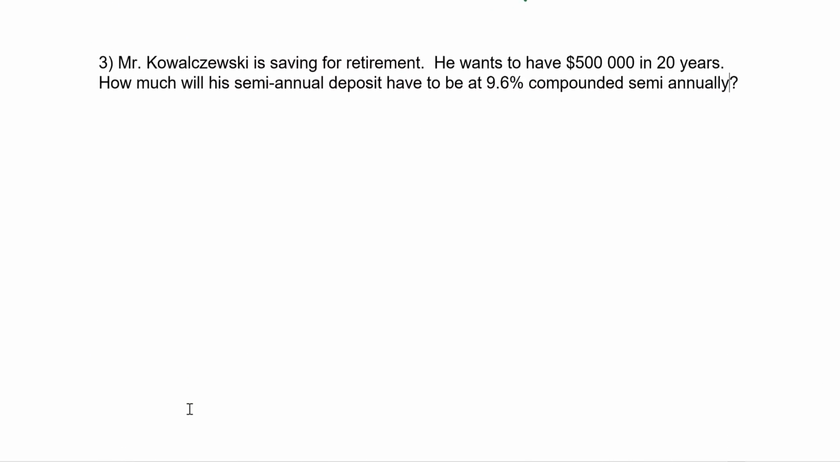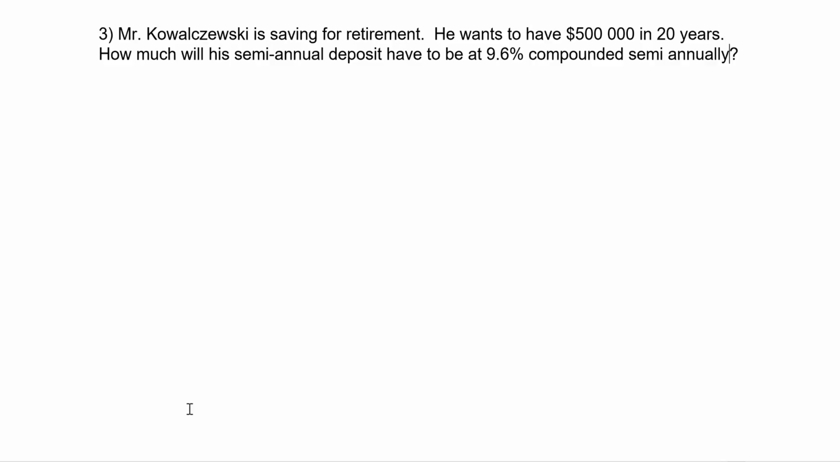All right, so the last question here. I've decided that I don't really like teaching anymore. I'm saving for retirement. So I want to save $500,000 in 20 years. So I want to have $500,000 at the end of that 20 years. How much will my semi-annual deposit have to be at 9.6% compounded semi-annually? Now, the difference with this question here, we don't know what the payment is. This is what we're trying to figure out. But what we do know is the future value is going to be $500,000.